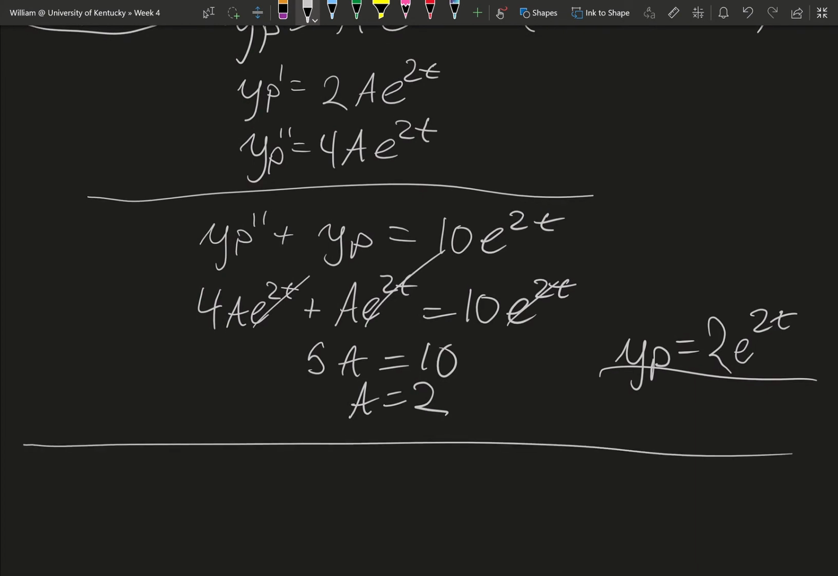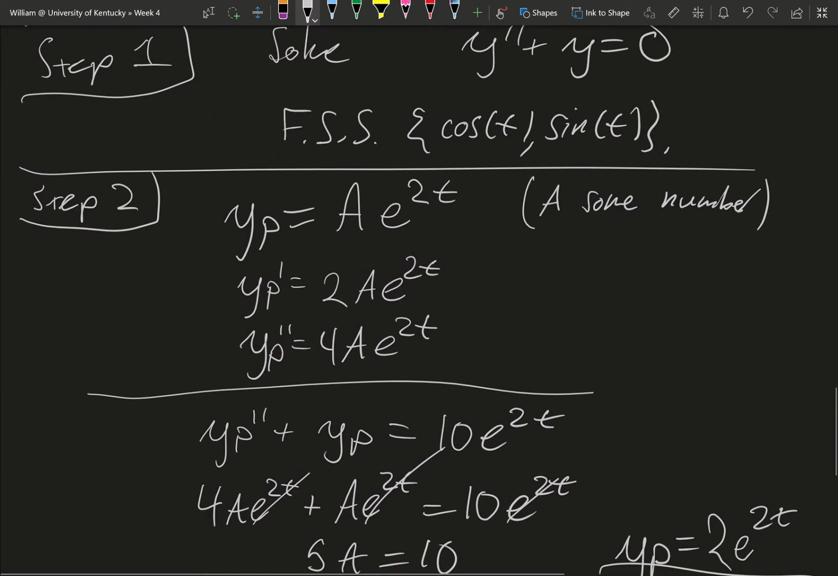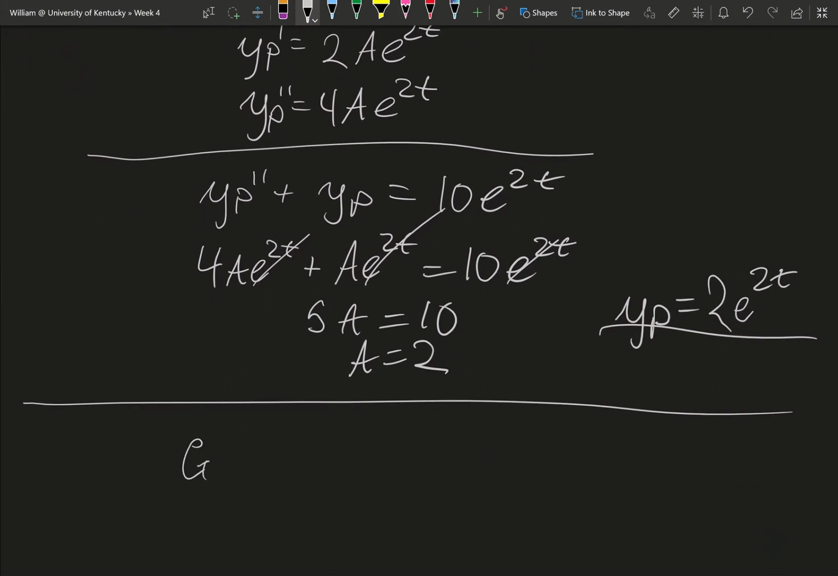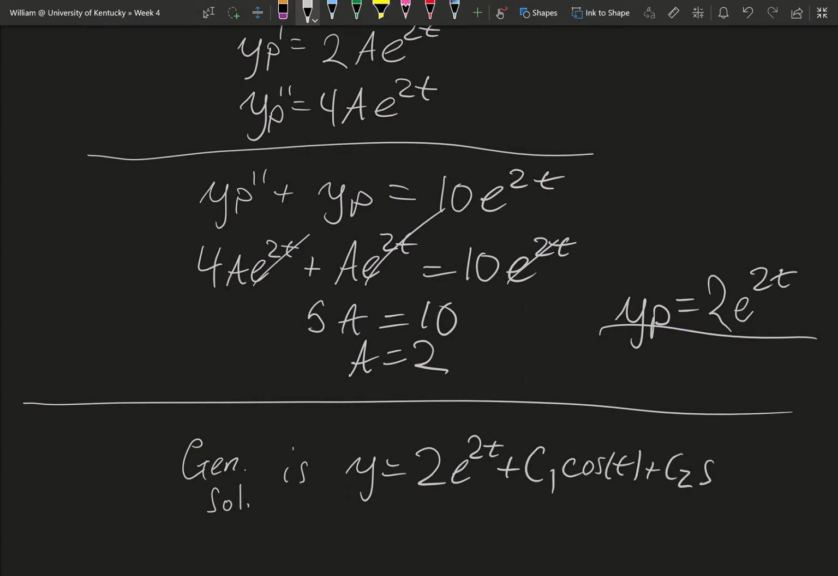All right, so step 3, we have a particular solution. We have a fundamental set of solutions. So the general solution is our particular solution plus c1 cosine of t plus c2 sine of t.